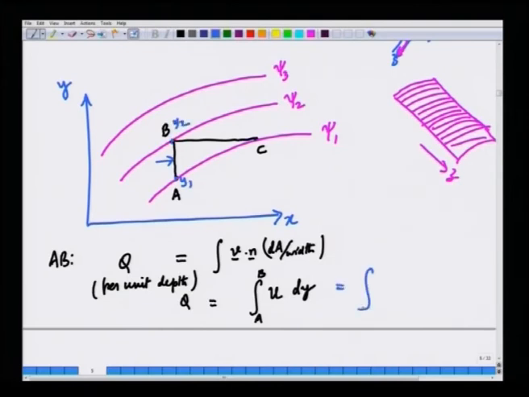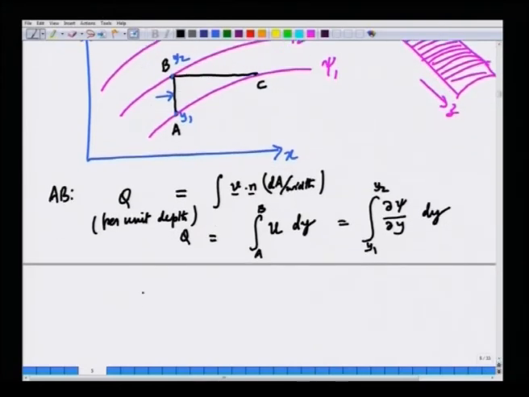So, q is simply the integral from y 1 to y 2. Instead of u, I can put partial psi by partial y, dy. Okay. So, q is nothing but psi at y 2 minus psi at y 1. And psi at y 2 is simply psi 2 and psi at y 1 is psi 1, because at every point along each line the stream function is a constant.